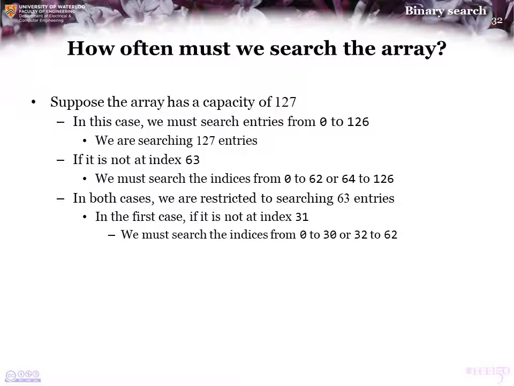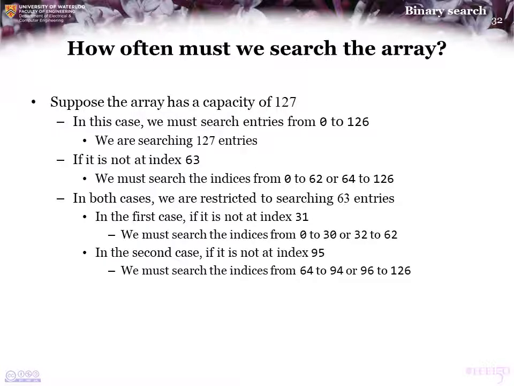Now, in the first case, we're going to check index 31. If it's not there, then we're reduced to either searching from indices 0 to 30 or 32 to 62. In the second case, if it is not at the average, which is 95, we will carry on searching from 64 to 94 or 96 to 126. In all four cases, we are now restricted to searching only 31 entries.